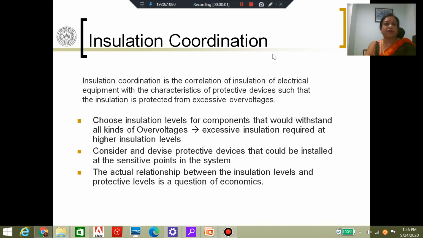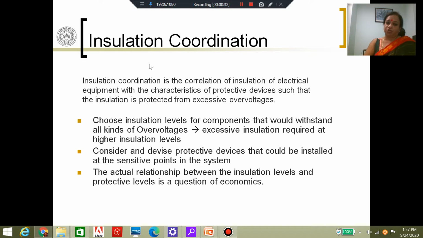So far we have talked about the various over voltages that are likely in a system. Now let us go on to the next step, that is insulation coordination. If you remember, I have said that there are two ways to go about insulation coordination. One is to limit the over voltage and the second is to provide insulation. Firstly, we are going to talk about limiting the over voltage in the system.